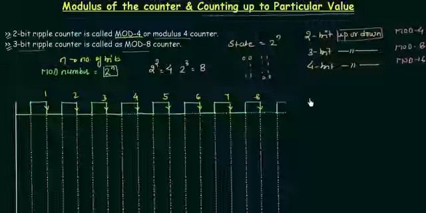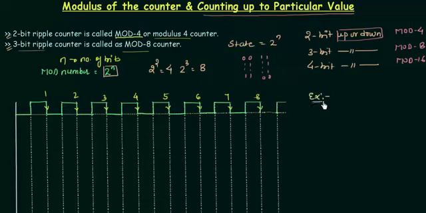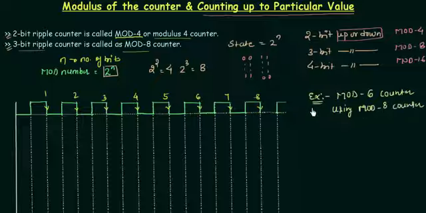So let's take one example for this, and I want a mod 6 counter using mod 8 counter. So this is my question, and you can see we have a mod 8 counter.